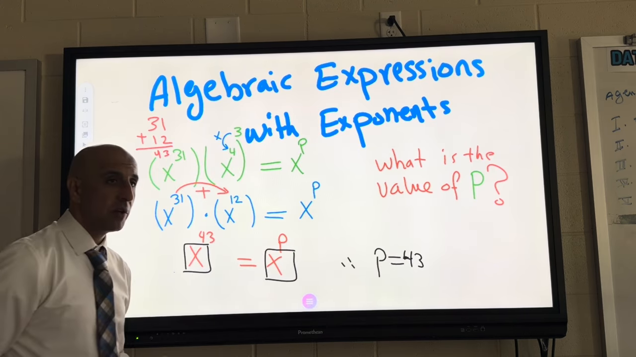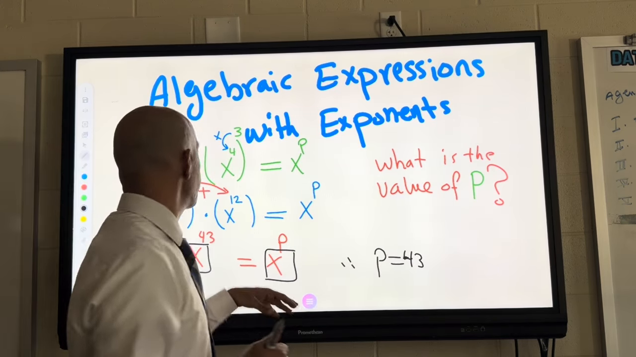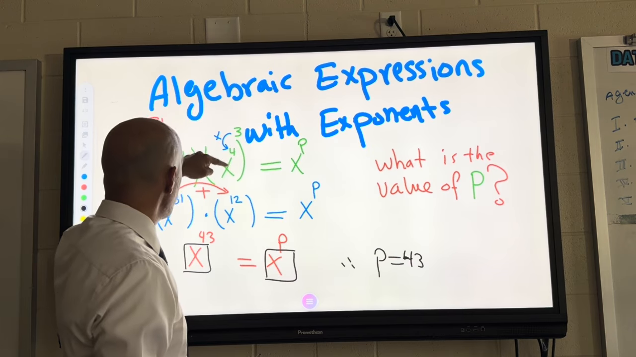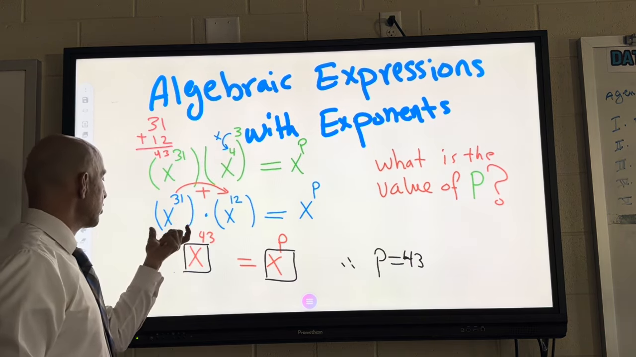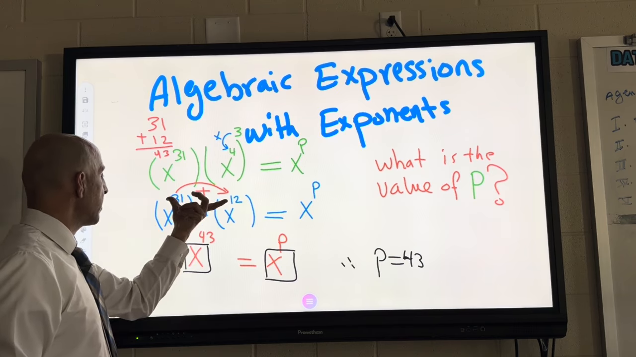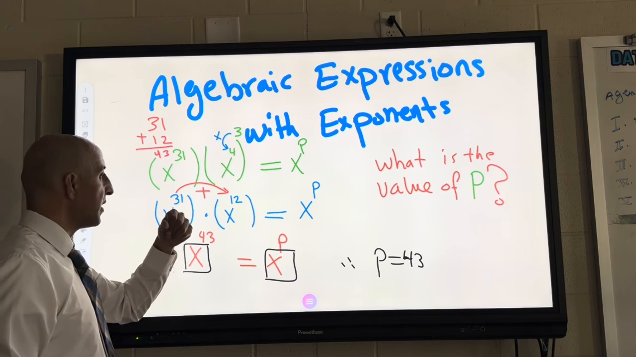So in this video, we learned another method: when we have a power of power, we need to multiply. But we also reviewed the idea that if we have two terms with the same base, we just need to add the exponents.